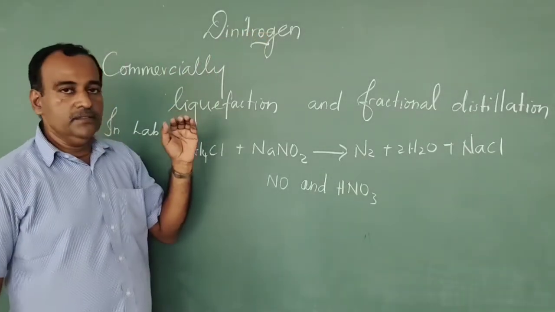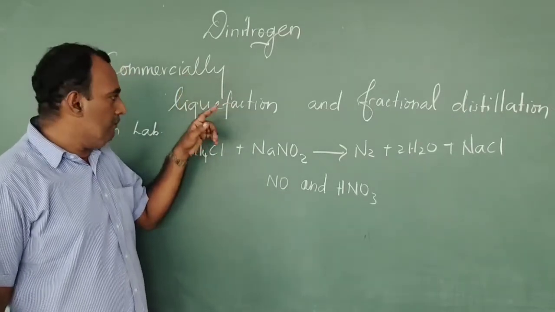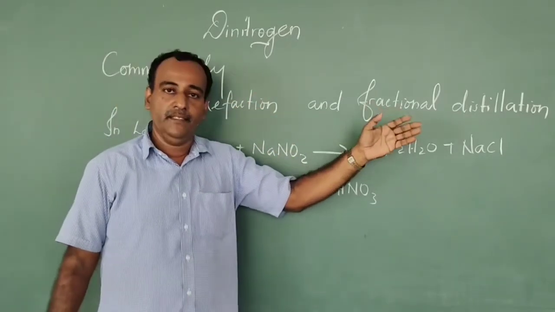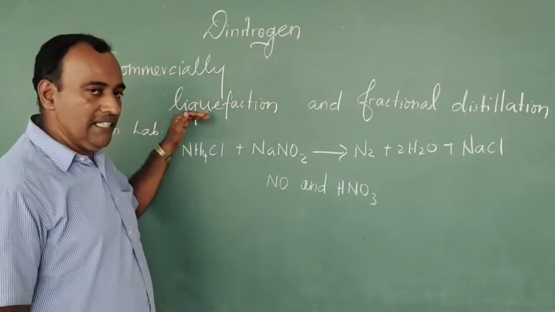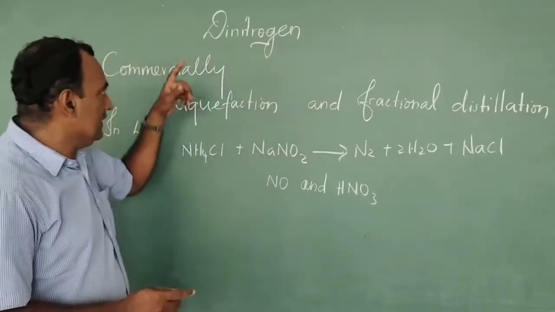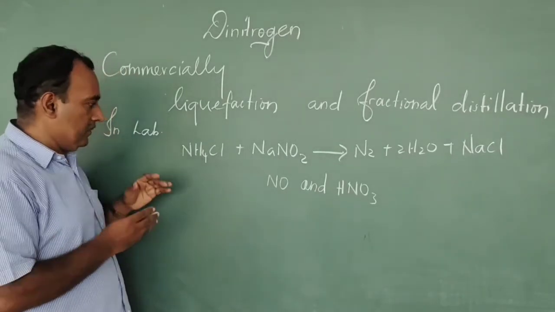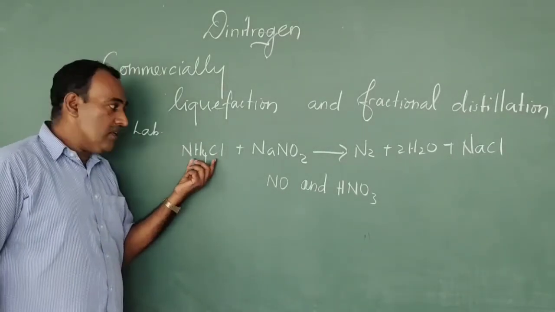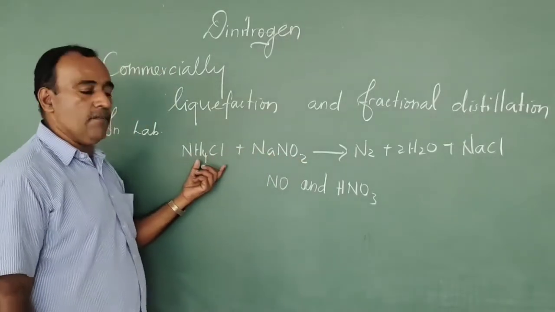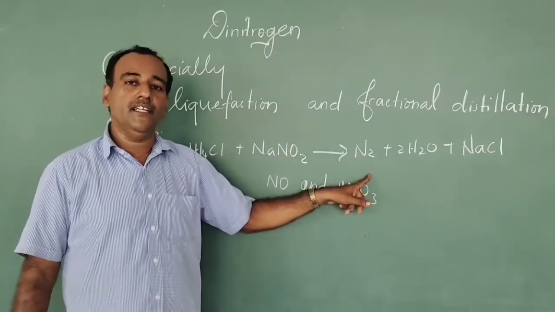Dinitrogen. Dinitrogen is prepared commercially by liquefaction and fractional distillation of air. When air is subjected to liquefaction followed by fractional distillation, we are producing dinitrogen commercially. But in the laboratory, it is prepared by treating aqueous ammonium chloride with sodium nitrite. When aqueous ammonium chloride is treated with sodium nitrite, we get nitrogen in the laboratory.